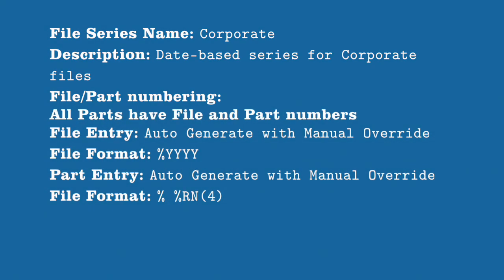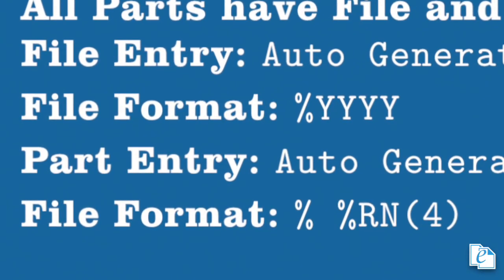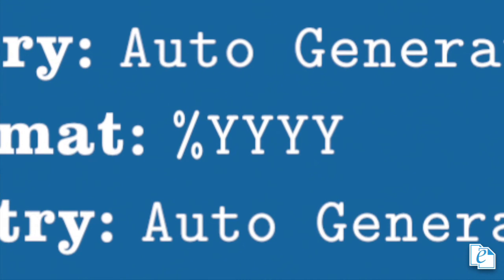There are several options for formatting the file and part numbers, all of which are outlined in the documentation. But let's take a second to look at the formatting we used in the file series example we've just created. We specify %YYYY for the file number format and % %RN(4) for the part number format. %YYYY means the 4-digit year of the file's creation. In this case, if you've created a file in 2017 using this file series, you'll see 2017.